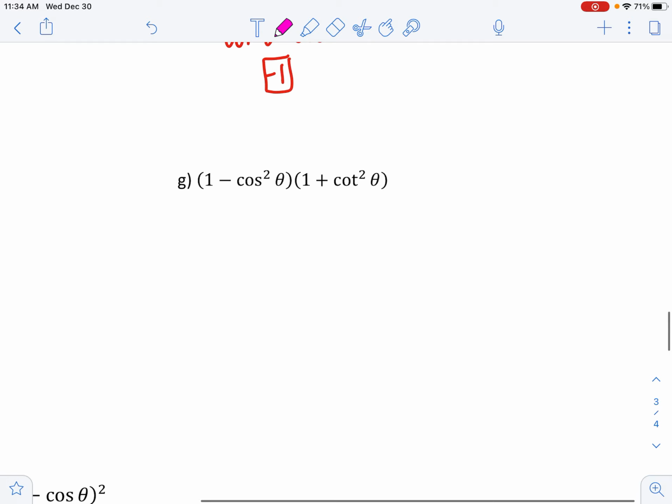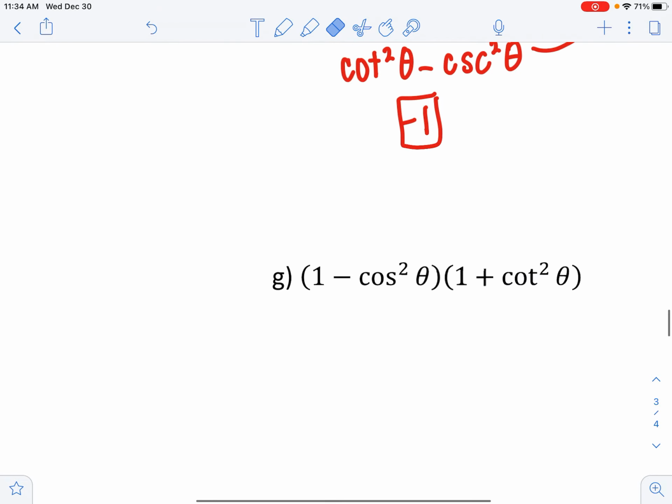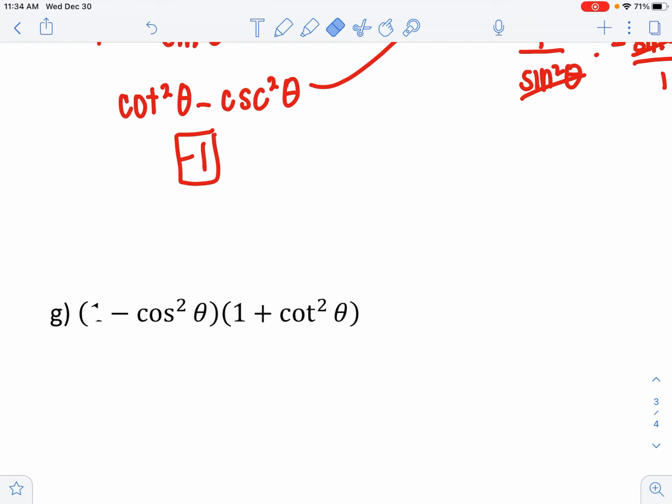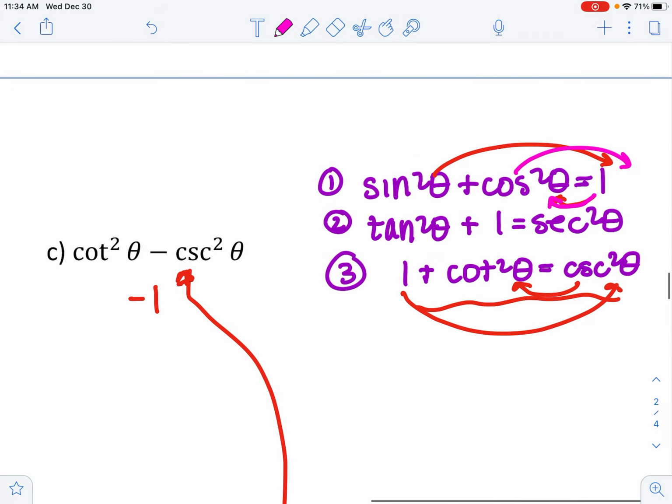Okay, next one. So first thing I say is that I do see, this is a 1 squared, this is a cosine squared. This is a 1 squared, this is a cotangent squared. So I do see squares. So I'm going to look at my identities. I need to know what I can change 1 minus cosine squared to.